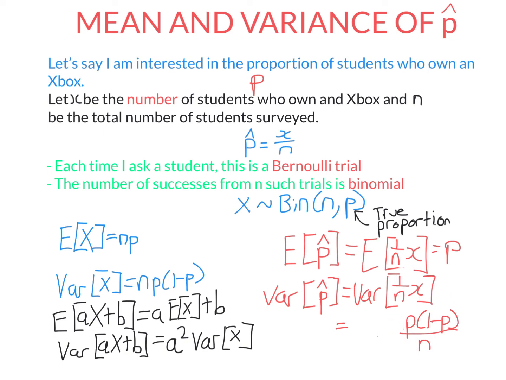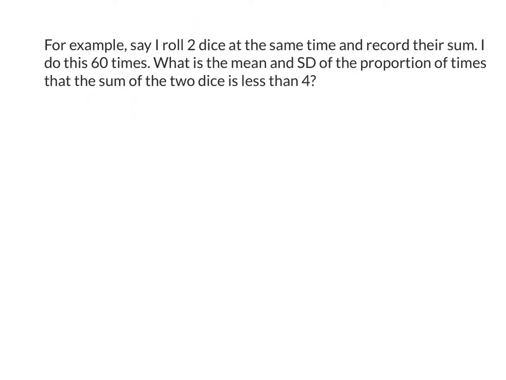Let's now look at actually using these formulas. Let's try this question here. Say I roll 2 dice at the same time, record their sum, do this 60 times, and I want to calculate the mean and standard deviation of the proportion of times that the sum is less than 4. This sounds complicated, but it's actually really simple. Let's first calculate the probability that if I roll 2 dice at the same time, the sum is less than 4. So how many ways can this happen?